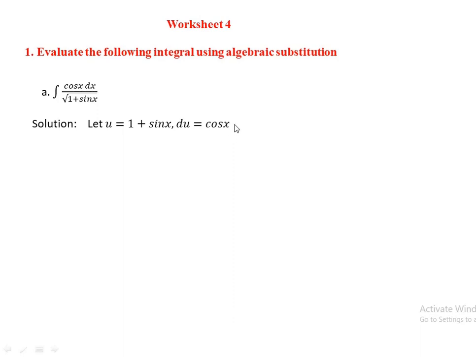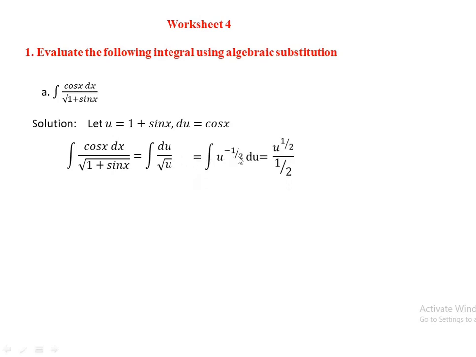So substituting all of this information in the given question, the integral of cos x dx over square root of 1 plus sine x becomes the integral of du over square root of u. Why this? Because du is cos x dx, and the square root of 1 plus sine x becomes square root of u, because u equals 1 plus sine x. Again, this can be written as the integral of u to the power of minus 1 over 2 du.